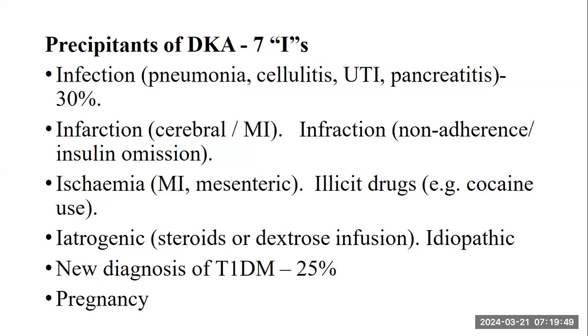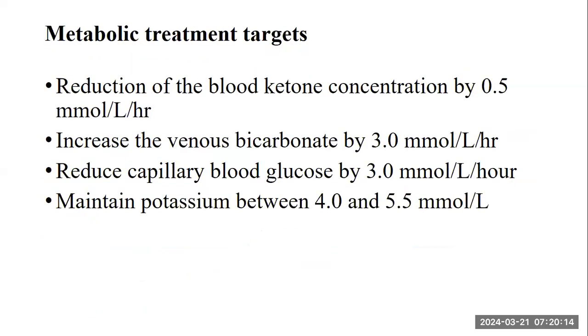Infarction could be cerebral or myocardial infarction. Infraction, non-adherence to insulin. This is just the code to remember it. Or insulin omission. Ischemia, illicit drugs, cocaine use, iatrogenic, steroids, or dextrose infusion, idiopathic. Then in 25% of cases, you get new diagnosis of type 1 DM presenting as DKA. Then pregnancy.